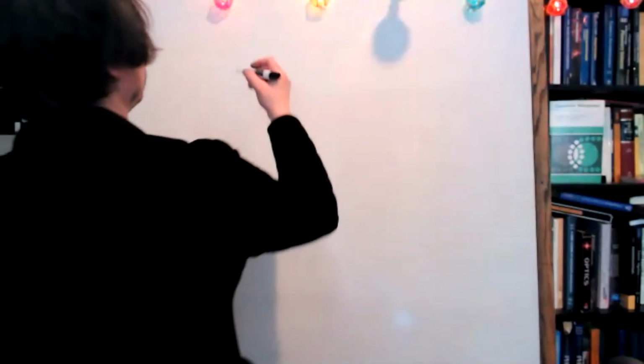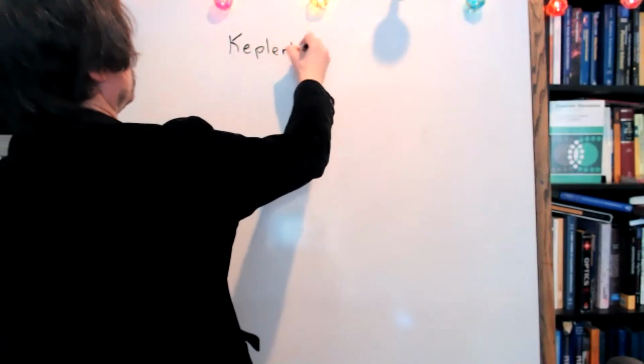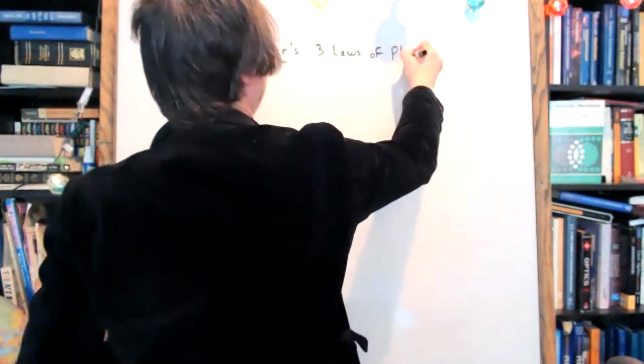Kepler developed what are now known as Kepler's three laws of planetary motion. They're kind of a big deal. Every astronomy student needs to learn them. Yes, it is going to be on the test. I'm telling you that right now. This section is called Kepler's three laws of planetary motion.